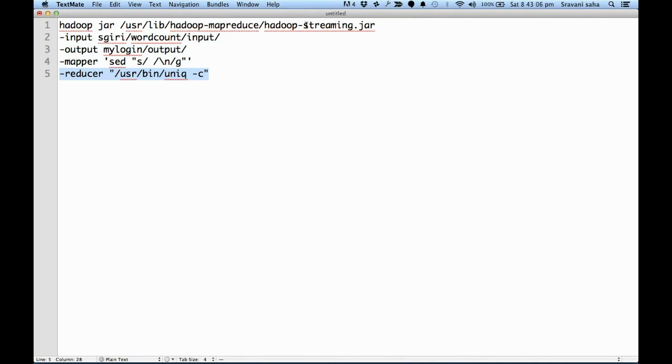Now look at this carefully. If you are from a Unix background, you will immediately figure out that this is basically a command. This is a simple command which replaces the spaces with new line. That's the mapper we are specifying. And same is here.